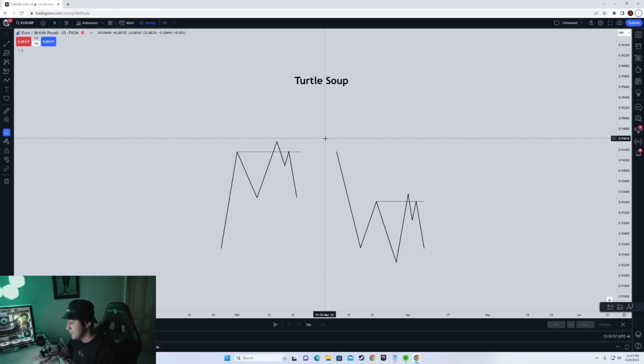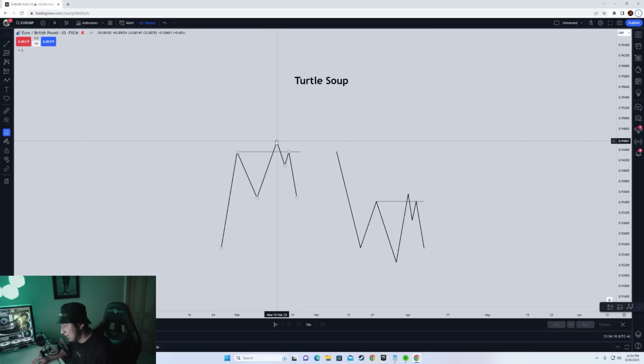All right, so the very first method is called the turtle soup method, and this one is the easiest out of all of these 3. All you have to do is look for a previous high or low to be raided. As you can see over here, we have a higher high, higher low, and then a higher high. We took out this higher high on a daily time frame.